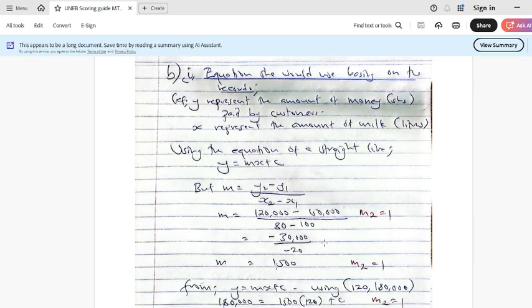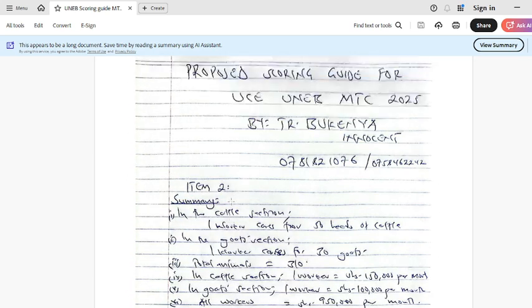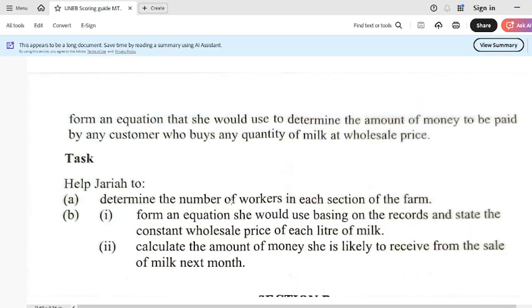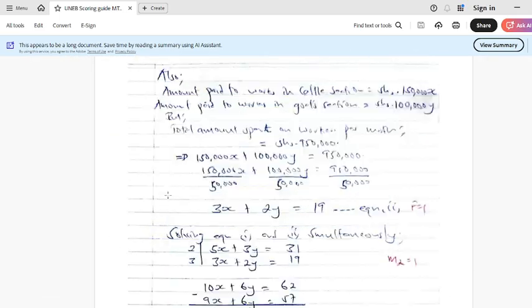Part B required us to come up with the equation that she would use based on that record. Now, if you look at this, we can still read it clearly and understand what part B wanted. It says part B Roman 1, help Jaria to form an equation she would use based on the records and state the constant wholesale price of each liter of milk. I told you about that word constant. Most of the times you find questions reciting constant price, maybe constant amount needed to do this. So most of the times we run to the equations of a straight line.